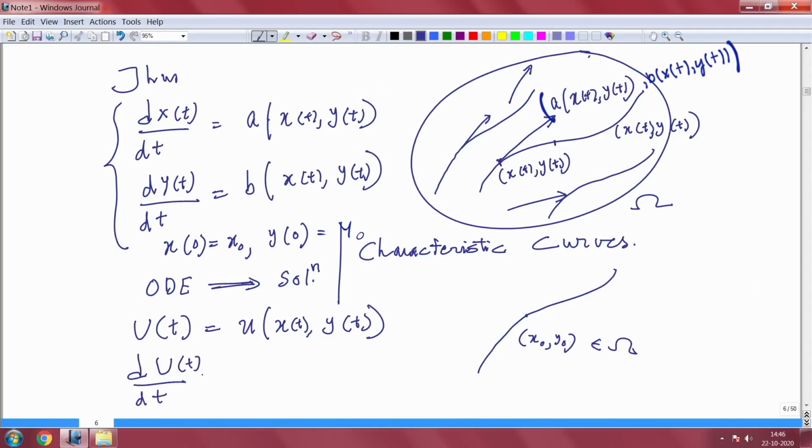If I compute du by dt, I will have u_x and dx by dt, that is a, and u_y with respect to y, dy by dt that is b, and this is nothing but c u plus d, with u of (x(t), y(t)) being u(t). So, you see you have an ODE again here.